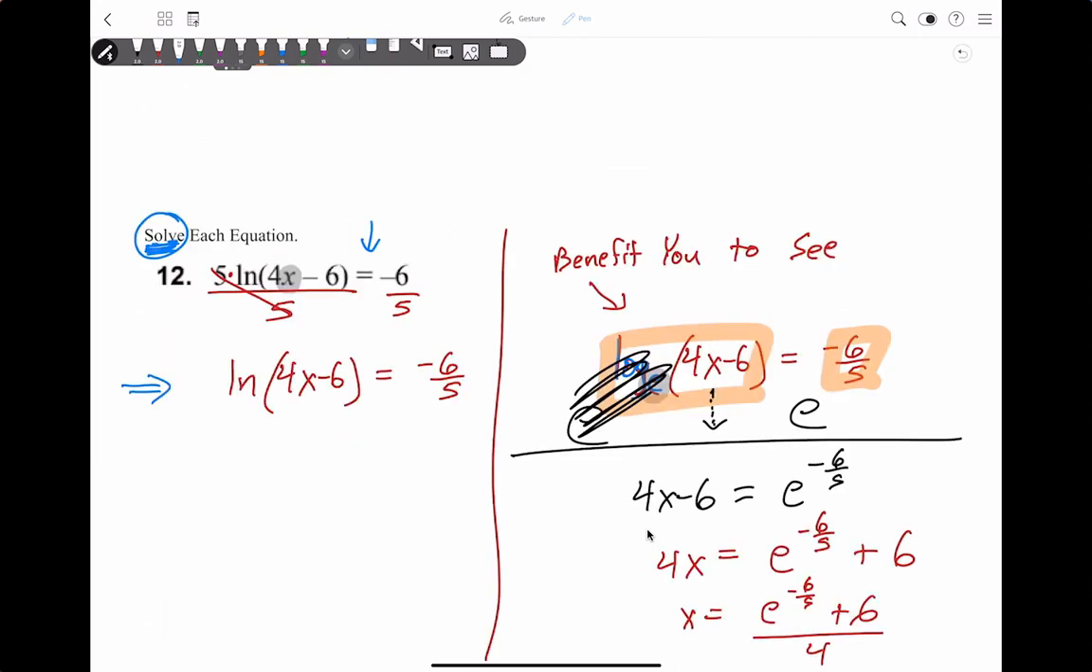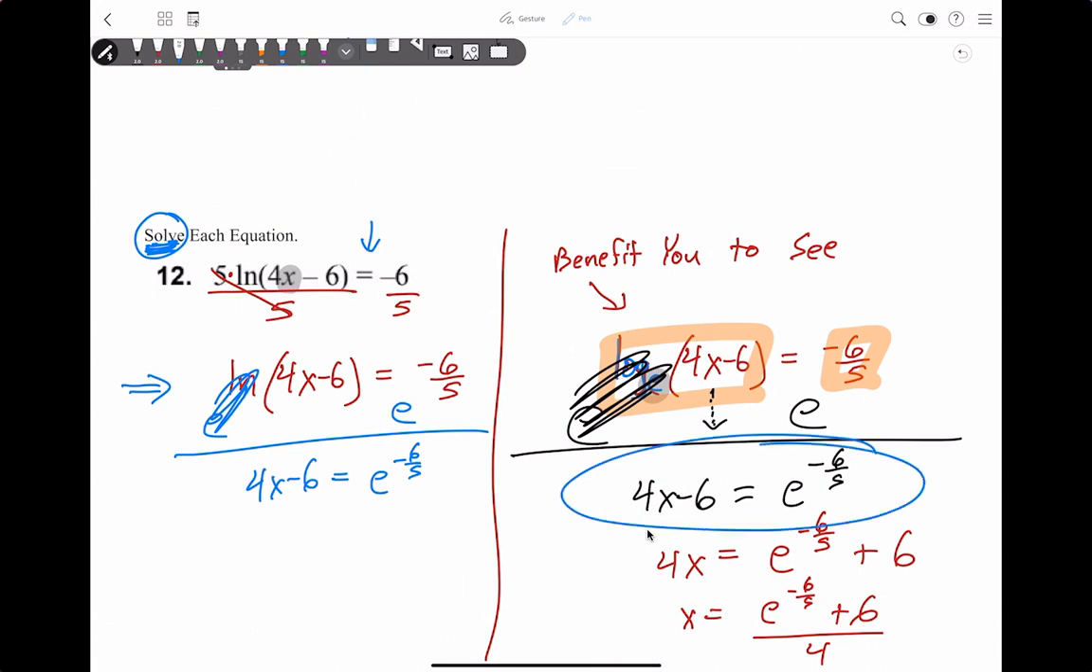I have a natural log. How do I cancel natural log? I apply a base of e to it, so that these cancel, and I have 4x minus 6 is e to the negative 6/5. That's what we have here. So I got to it just a little bit faster, and then the rest is still the same. Like this step will be next, and then this step will be next.